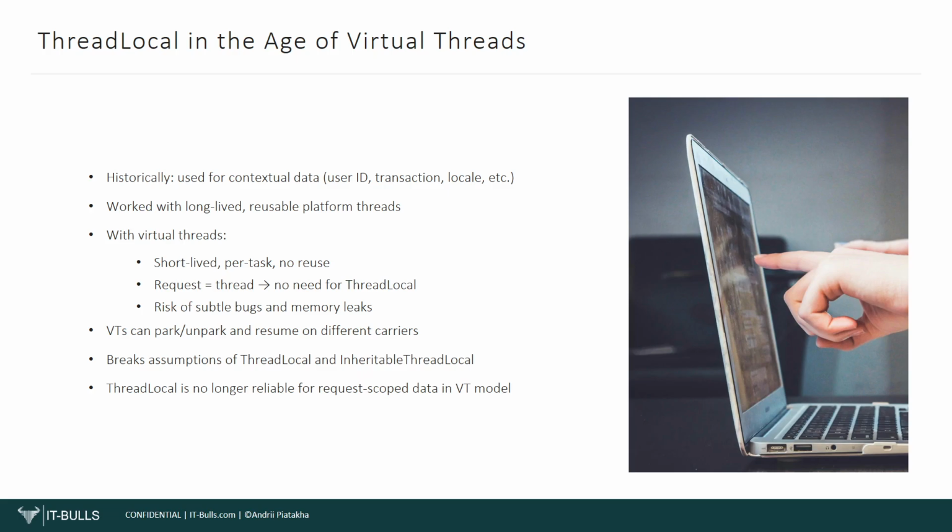But there's another deeper issue. Virtual threads can be parked and unparked, suspended and resumed by the JVM, and when a virtual thread is parked, it might come back on a different carrier thread later. This breaks assumptions made by ThreadLocal, and it becomes even trickier with InheritableThreadLocal, which attempts to copy context down to child threads. When a virtual thread is resumed on a new carrier, that inheritance is no longer predictable or safe.